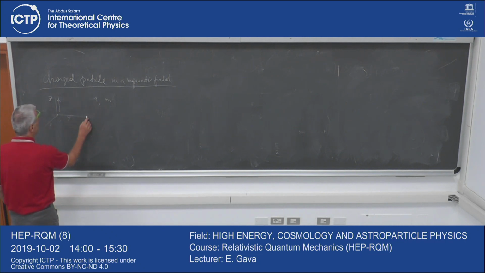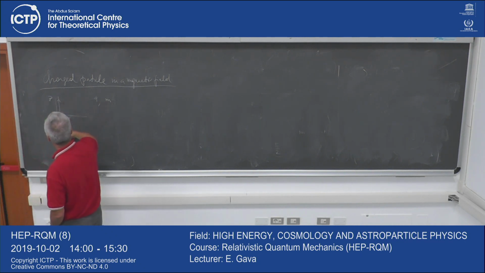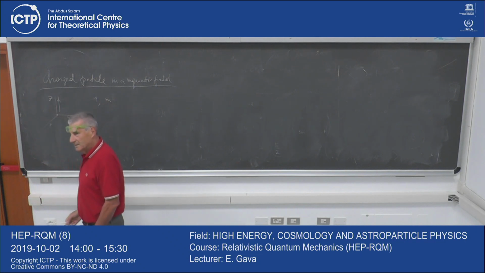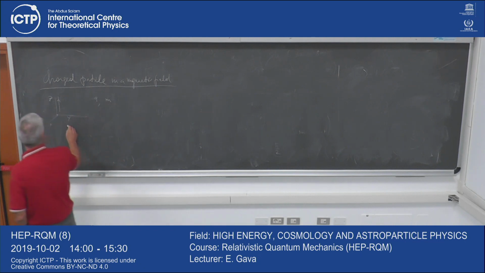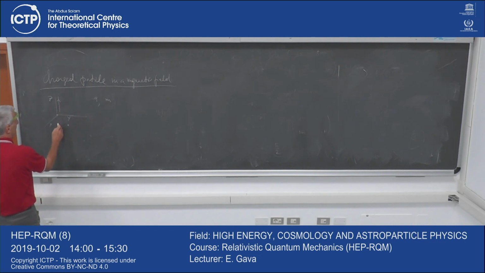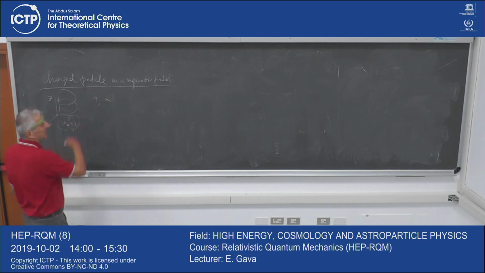Some helix, right? If this is oriented along the z-axis, it moves with constant velocity along the z-axis, but it goes around like that, around some center here, say x0, y0. And it moves up, some helix. Up or down, that depends on the sign of the charge.